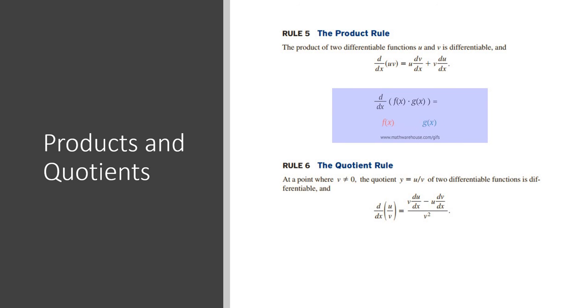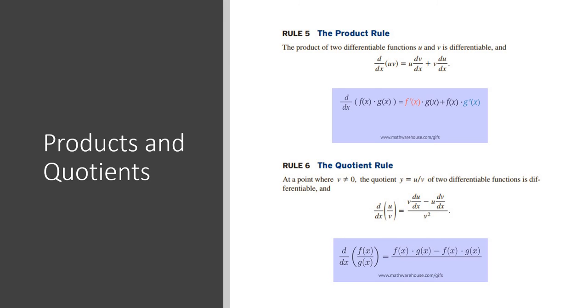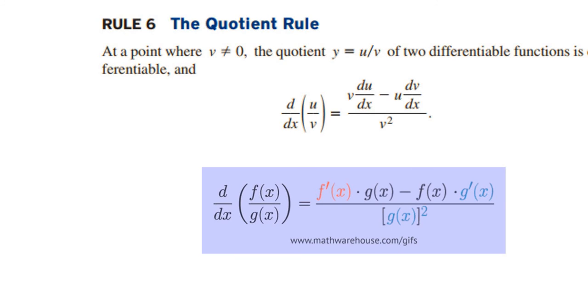Rule number 6 is the quotient rule. It's very similar to the product rule, except instead of having two functions multiplied by each other, we have one function divided by the other. We have to take the derivative of both the numerator function and denominator function, and then put it into this form in order to find a derivative function. Again, we will have some example problems later on in the series where we can see this in action.